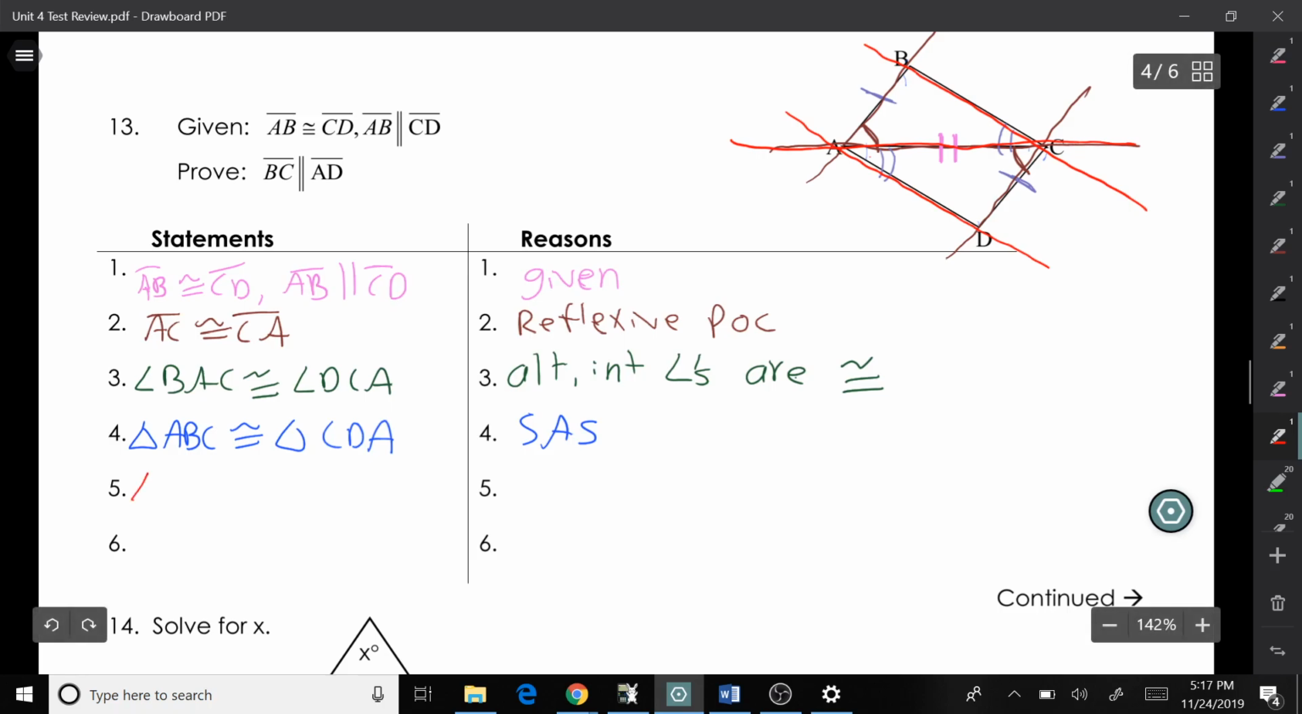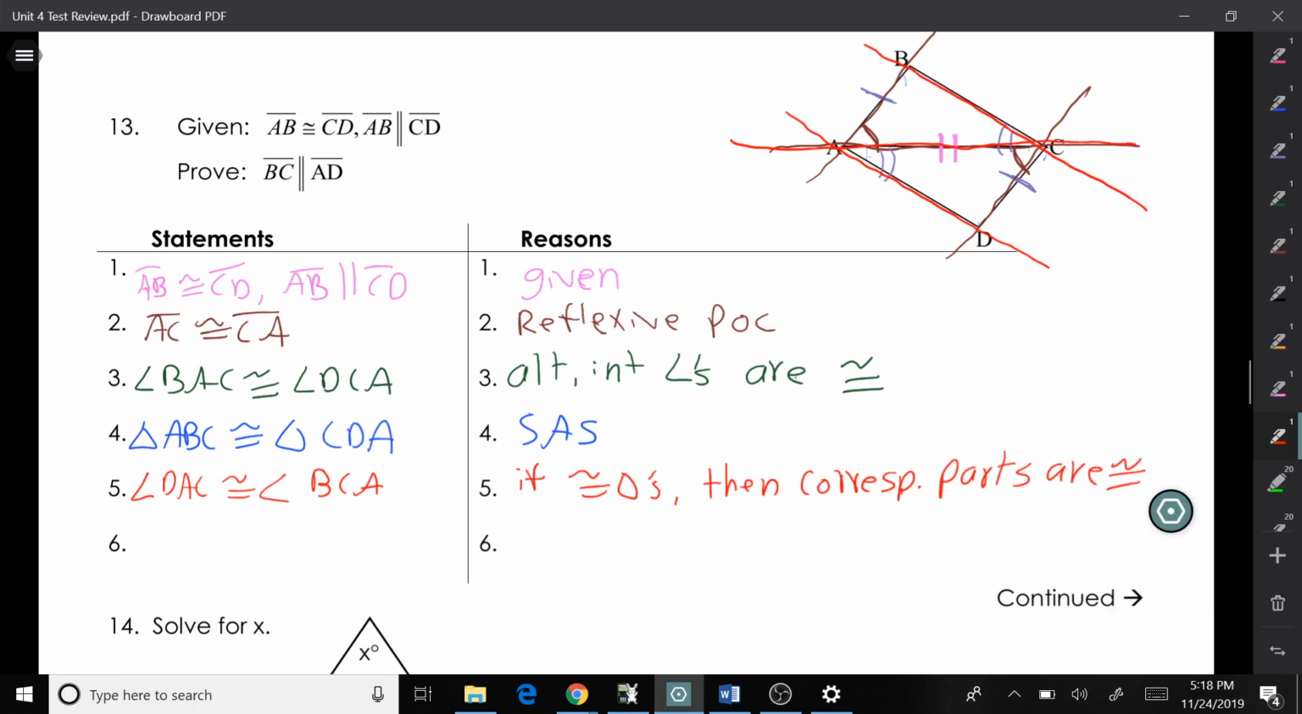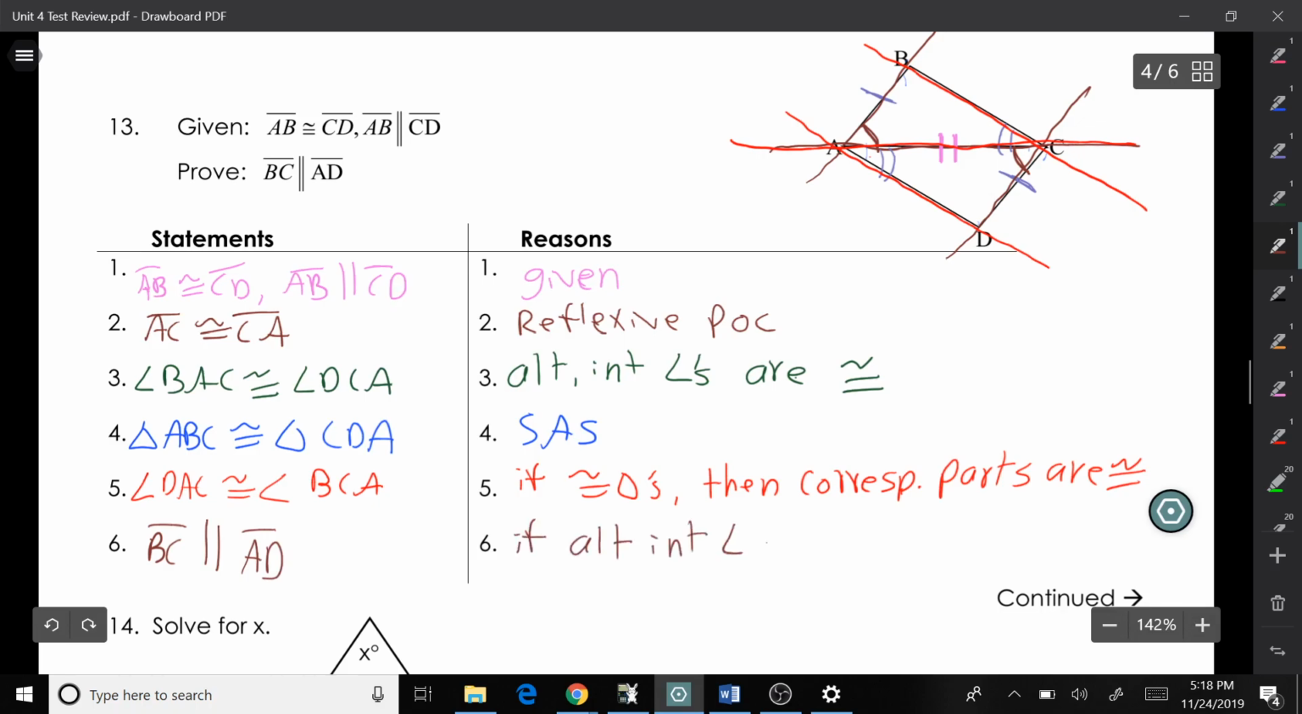So we're going to establish that angle DAC is congruent to angle BCA, and that is because if triangles are congruent, then corresponding parts are congruent. And because those angles are congruent, that means BC must be parallel to AD. And then if alternate interior angles are congruent, then we have parallel lines. So that would be the reasoning for that.